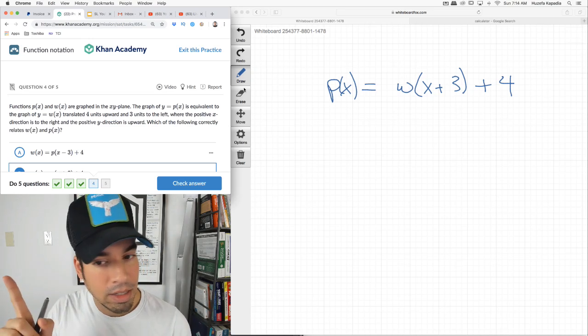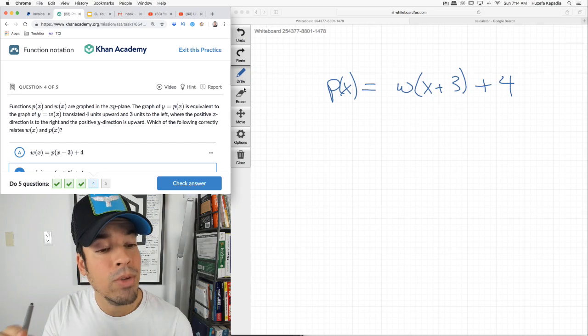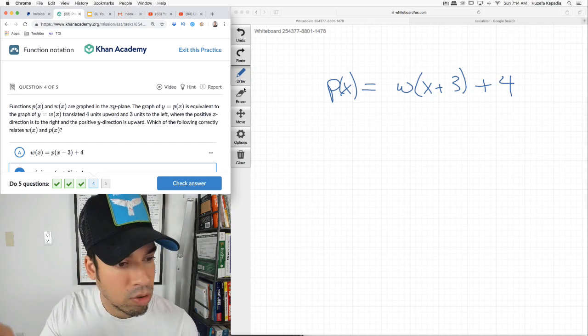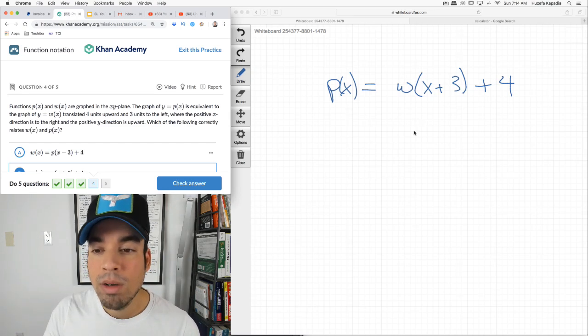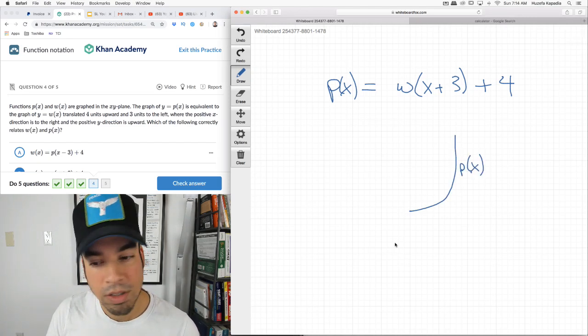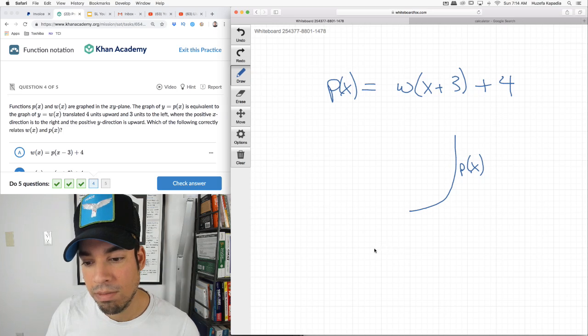So if I am reading it correctly like I thought, this would be right. P of x is equivalent to that one translated that way, which means that, let's say this is P of x and W of x is down here, right?